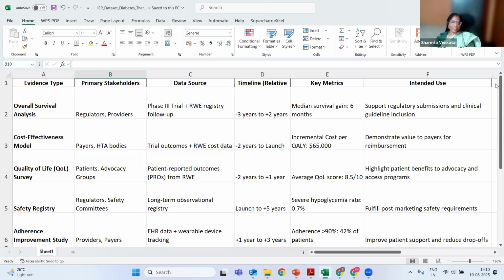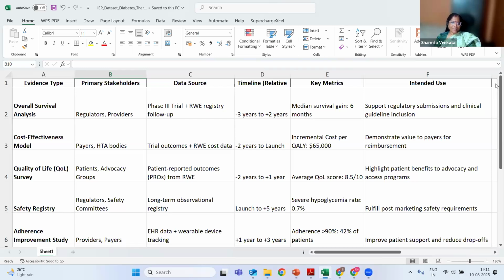Okay, and next is the safety registry. Here the primary stakeholders are regulators and safety committees, and the timeline is launch to +5 years, because it is a safety registry, it is post-marketing. The data source is a long-term observational registry, the key metric is severe hypoglycemic rate, which is 0.7%, and the intended use is to fulfill post-marketing safety.